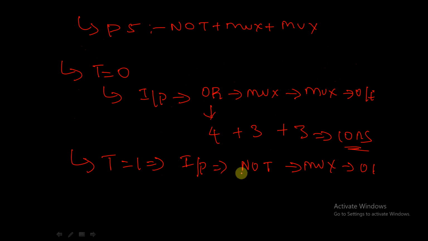Now, if T is equal to 1, what is the path? Input to NOT gate and NOT gate to multiplexer. So the NOT gate propagation delay is 1 nanosecond plus the multiplexer delay is 3 nanoseconds. That is 4 nanoseconds. Is it clear?